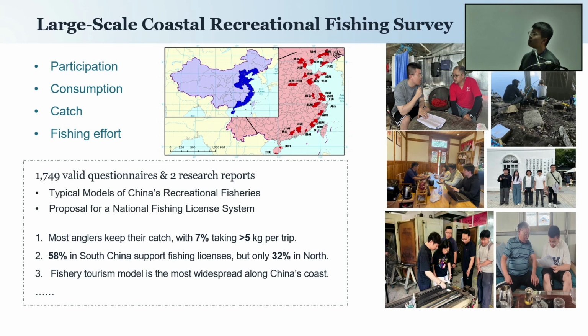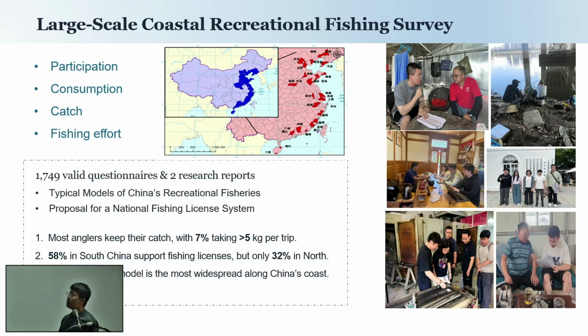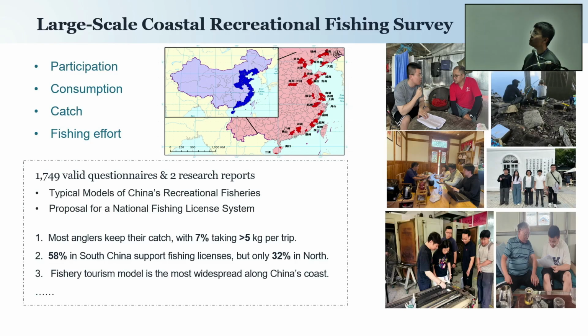Although multi-source data can reveal some spatial and temporal distributions of China's inland recreational fishing, many important indicators like participation, consumption, catch, and fishing effort remain unknown. So in recent years, we conducted a large-scale coastal recreational fishing survey, and we collected over 1,700 valid questionnaires and submitted research reports to the fishery bureaus.